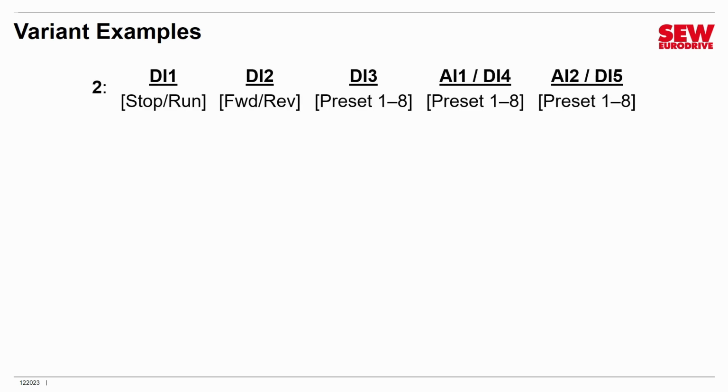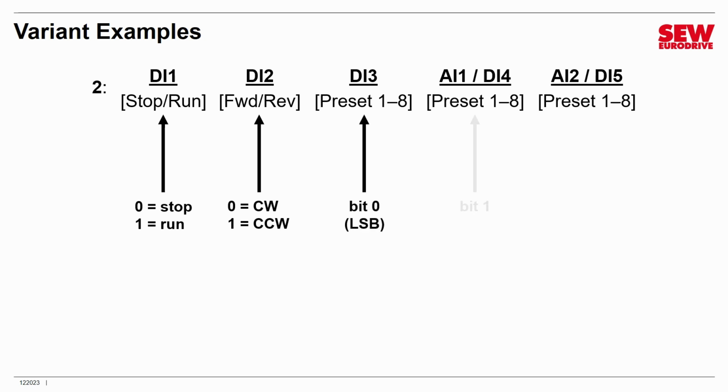All right, let's look at another variant example just to kind of cement these concepts. We'll look at the next one, variant number 2. Digital input 1 is the same. That's just the enable disable. Digital input 2 is the same. It's the direction control. But digital inputs 3, 4, and 5 are quite different.